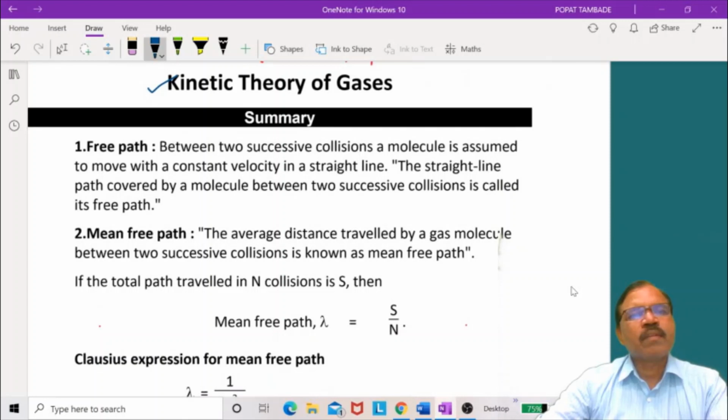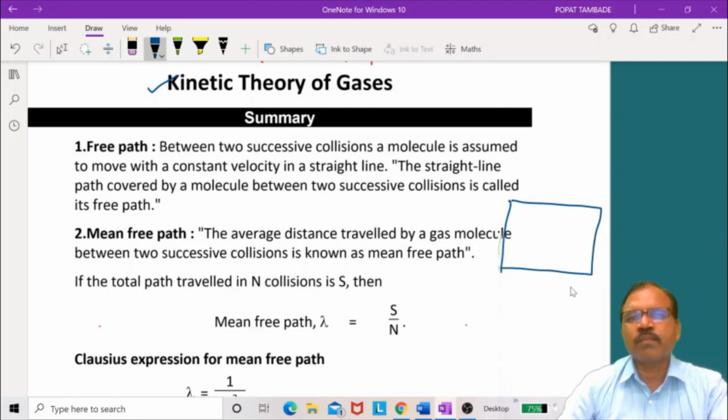Free path. Between two successive collisions, a molecule is assumed to move with constant velocity in a straight line. The straight line path covered by a molecule between two successive collisions is called free path. Suppose in the container we have gas molecules. Now this gas molecule moves here and collides with another gas molecule. So from this point to this point, the path traveled by the particle is a straight line, and this is called free path. In this way we can find mean free path.